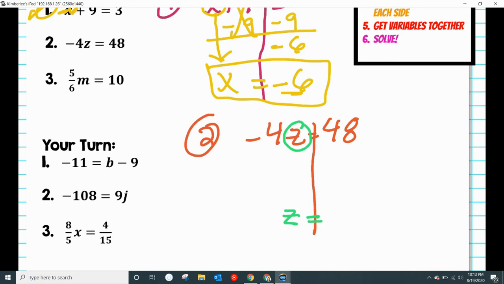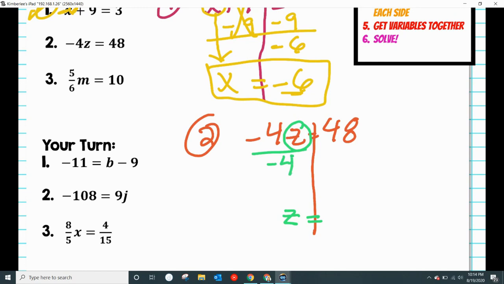So I look and I say, well, what's happening to z right now? Well, he's being multiplied by negative 4. Anytime in algebra where you have two things that are sitting right next to each other, a letter and a number, which is the coefficient, that means they're multiplied. A letter is just a variable. So what's the opposite of multiplication? It's division. So we need to divide on this side by negative 4.